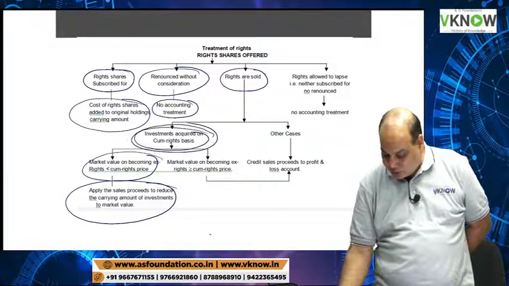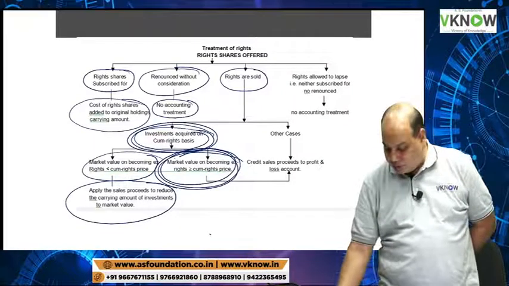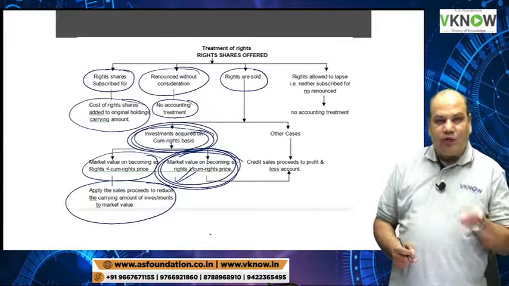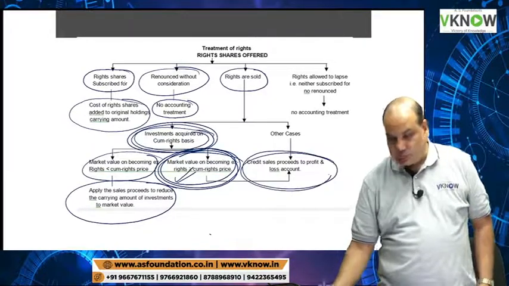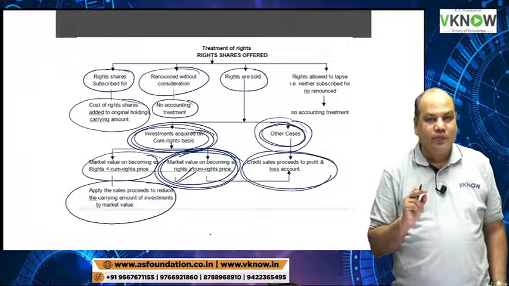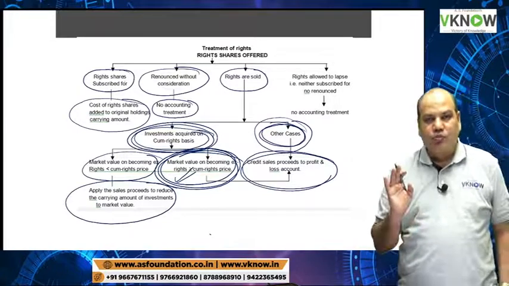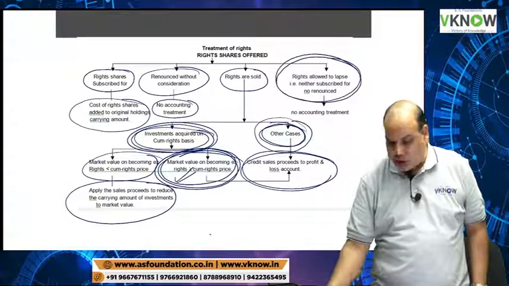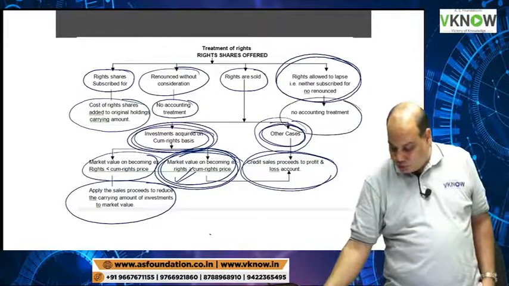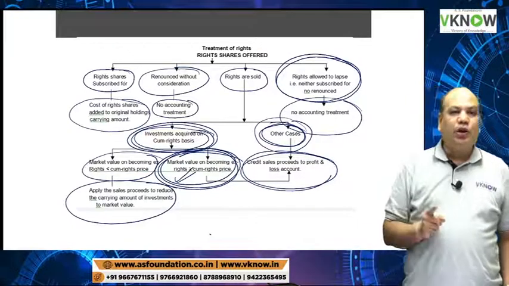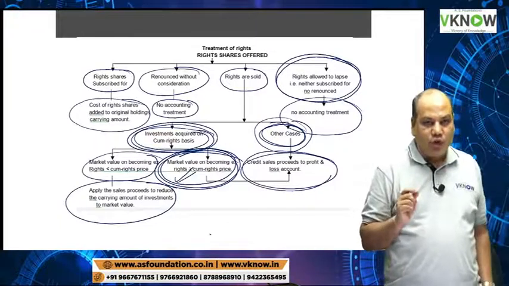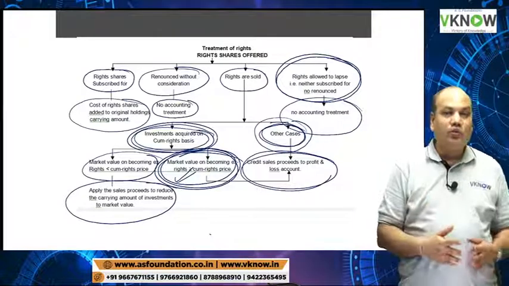And if the shares are acquired on cum-right basis but the market price is higher, you will credit it to P&L account. In other cases also, when shares are not purchased on cum-right basis, sale proceeds of right will be credited to P&L account. And suppose you don't take any action and let the right lapse, there is no accounting treatment. However, any further change in the value of the share will be accounted depending upon its classification, whether current investment or long term investment. Okay, and accordingly the accounting will be done.